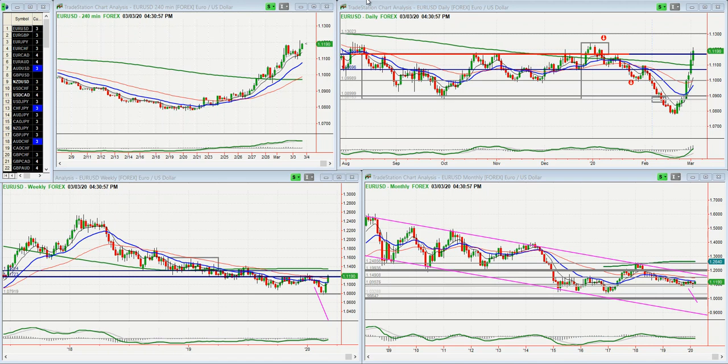And let's have a look at the top-down analysis of the higher time frames here in the Forex market. Let's start with the euro-dollar. So the euro-dollar here on the monthly chart is an overall downtrend.